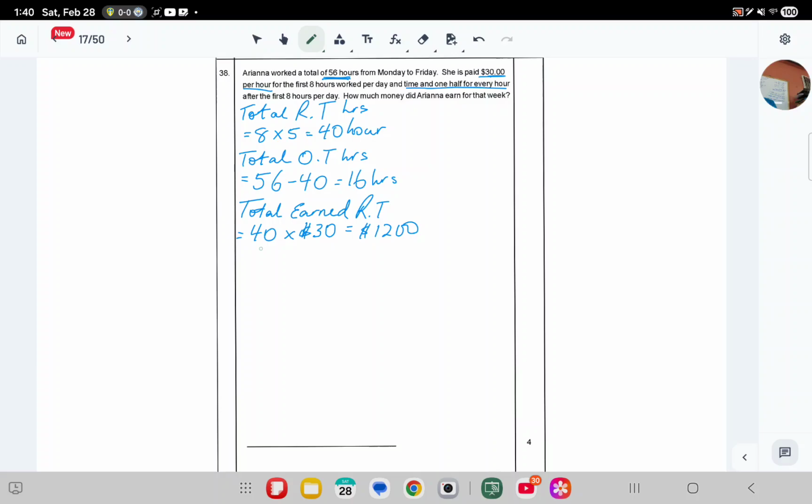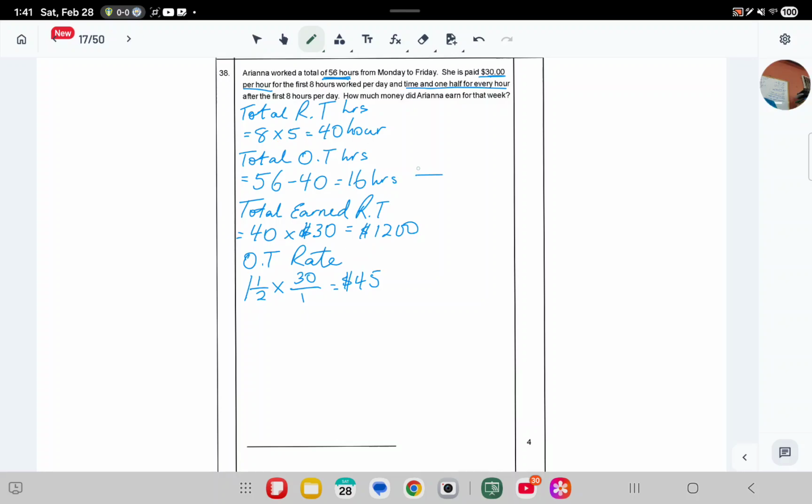So we don't know how much she is paid for 1 hour overtime. So overtime rate would be 1 and 1/2, which is time and 1/2, multiplied by the amount of money per hour, per regular time, which is $30. And whenever we multiply mixed numbers, we change them to improper fractions, and when we multiply, 1 and 1/2 multiplied by 30 will give us $45. So for 1 hour overtime, she is paid $45.